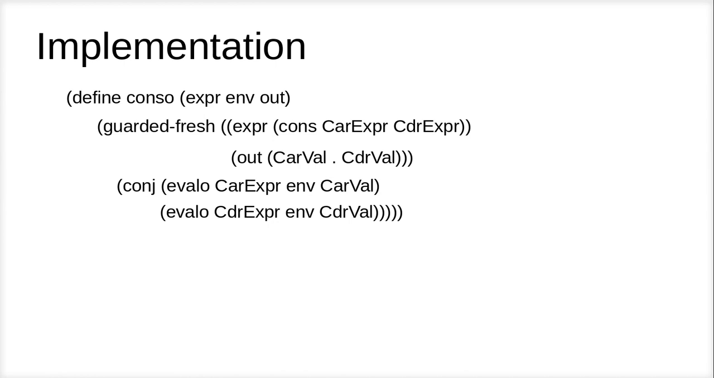Continuing on, if expr and out are free, or if either one is free, then we're going to suspend this goal. We do this by pushing it into a queue that I referred to in the paper as a schedule, and proceeding with the next goal. If we push this conso into the schedule, it'll look like this.